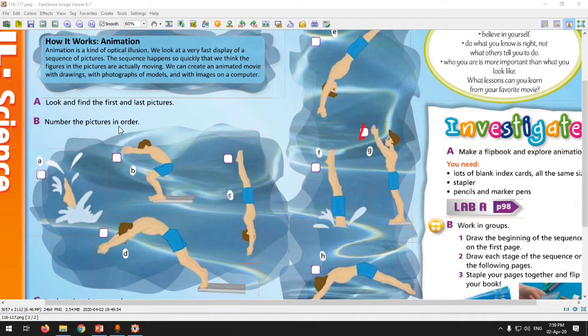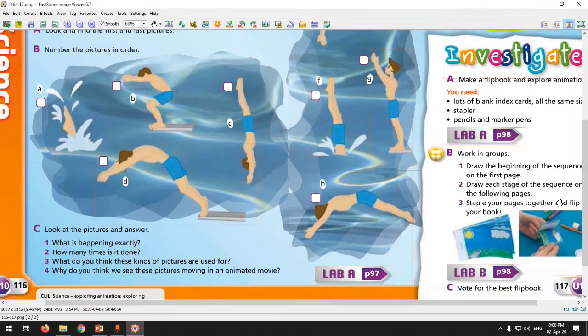Okay, we're gonna number the pictures in order. So we said this is the first one. We're gonna find the second one. This is the second. We're gonna find the third one. The third one is this one. And this is the fourth one. The fifth one should not be like this, it should be this. And this is the 6, 7, and this is 8. Okay, after we fill these, we're gonna go to exercise C.